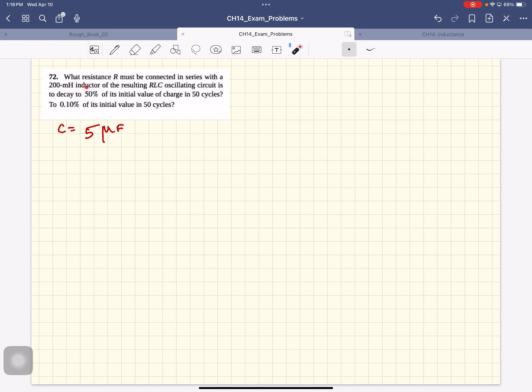Okay, so this problem says: what resistance must be connected in series with a 200 millihenry inductor if the resulting RLC oscillating circuit is to decay to 50% of its initial value of charge in 50 cycles? Okay. To 0.1% of its initial value in 50 cycles.